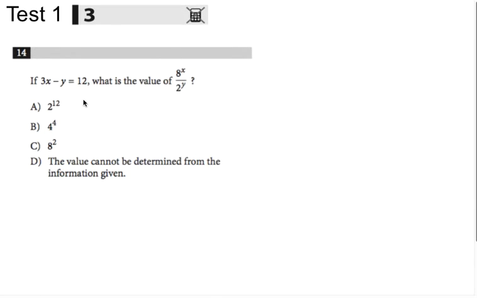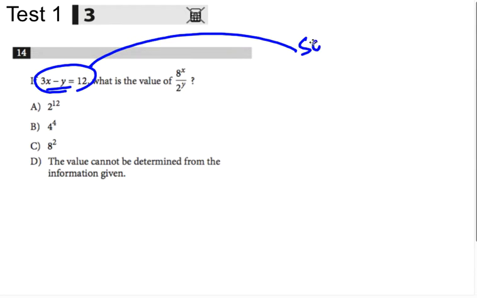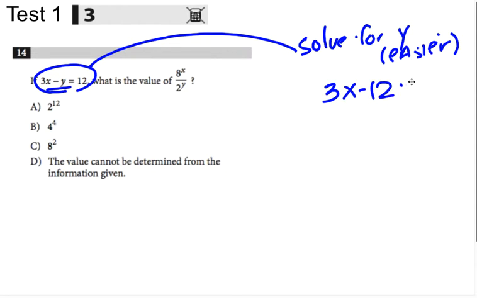Here's the idea. The easiest way to do this is probably to solve this equation. So solve for y because it's the easier of the variables. It'll be harder to solve for x, I'll get fractions. So if I do that, I'm going to get 3x minus 12 is the same as y.